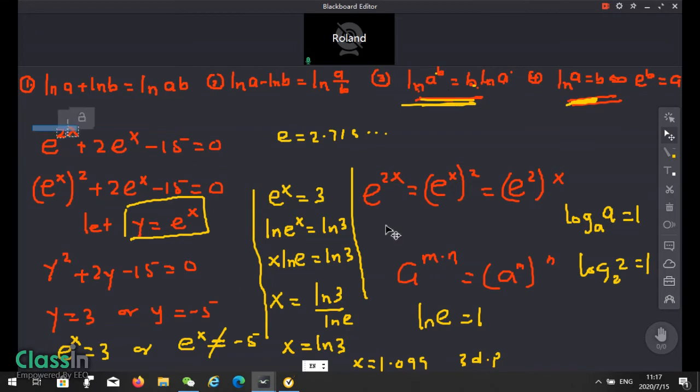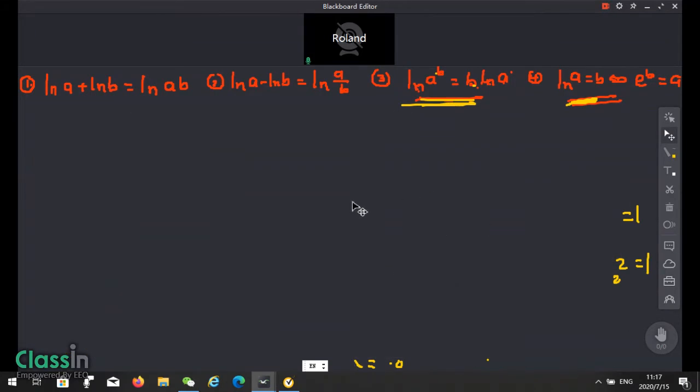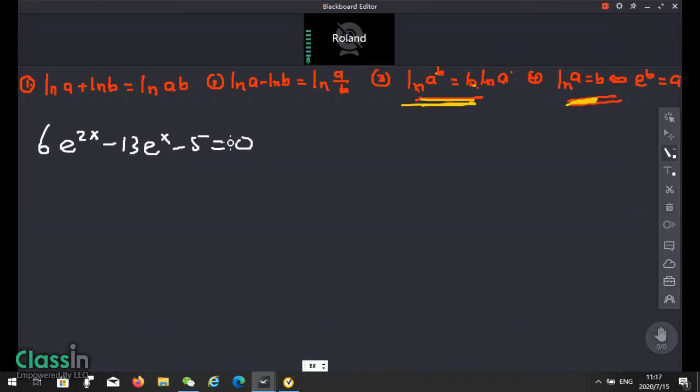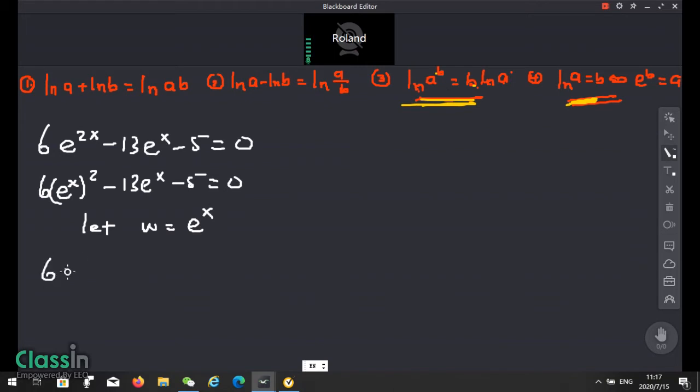Let's look at the last example. If you have 6e^2x minus 13e^x minus 5 equals 0, the same approach applies. This can be written as 6(e^x) all squared minus 13e^x minus 5 equals 0. We can let any variable, let's say w, be equal to e to the power x. So this becomes 6w squared minus 13w minus 5 equals 0. We can solve this quadratic equation. If you do not know how to solve quadratic equations, please check my video on solving quadratic equations.